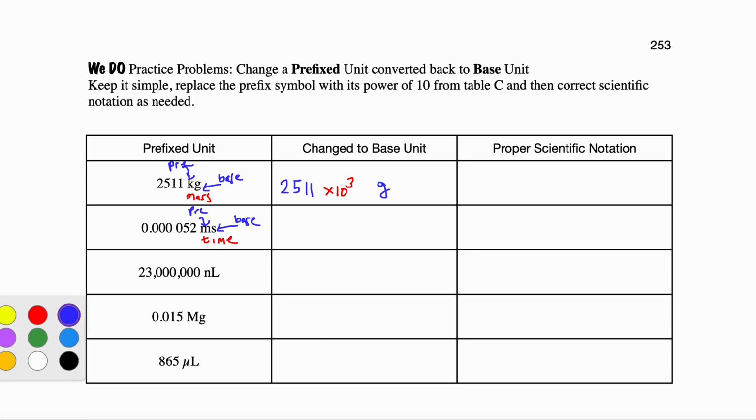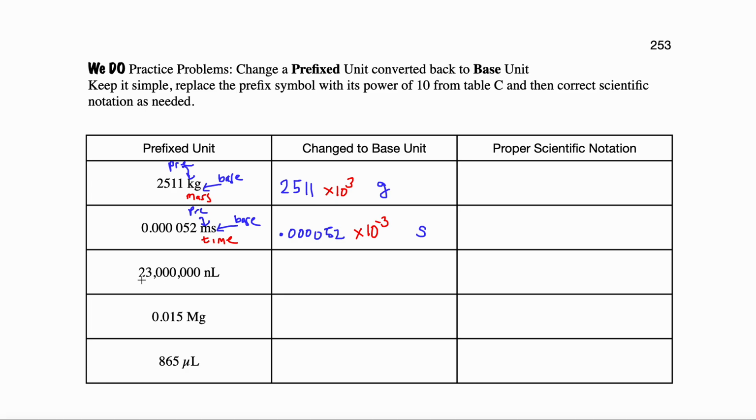So to do this, I'm going to just take this number, I'm going to leave it, point, and then my 4 zeros, followed by the 5, 2, and then I'm going to replace the prefix, the milli, with its power of 10. Milli means 10 to the minus 3. So I have 0.000052 times 10 to the minus 3, and now it's in seconds.